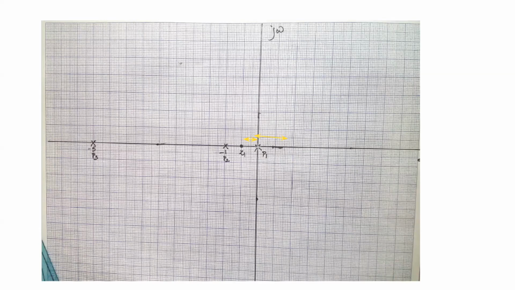So this region from 0 to minus 1 will be the region of, sorry, this is not minus 1, this value is going to be different. The zero has to be plotted over here. So the region is actually a region of root locus. We have a zero here.